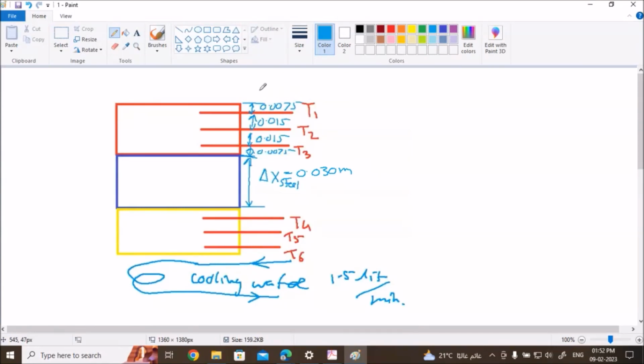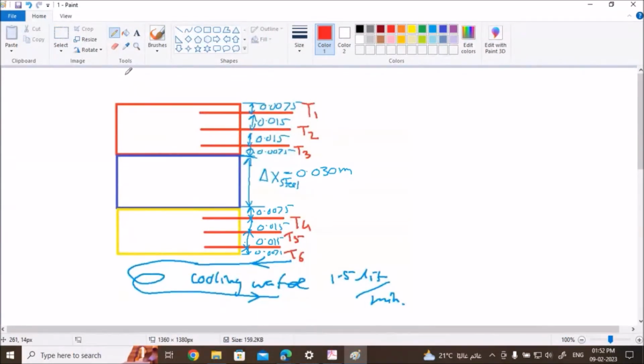Same like this: the distance between phase and thermocouple T4, T4 and T5, T5 and T6, and this phase is the same like above. So this is again 0.0075.